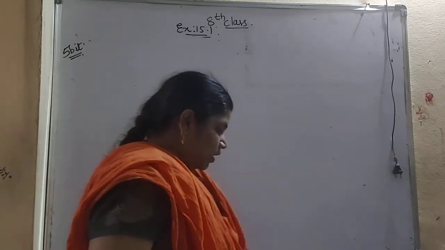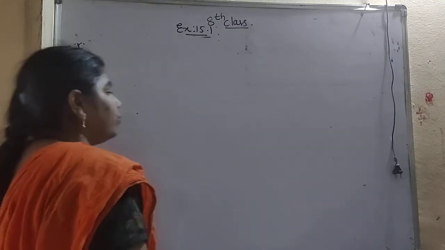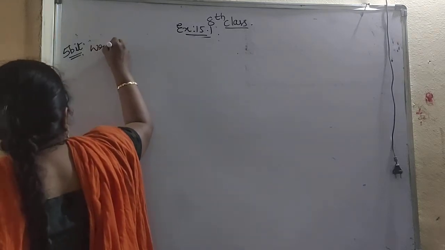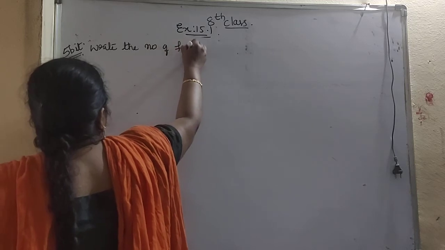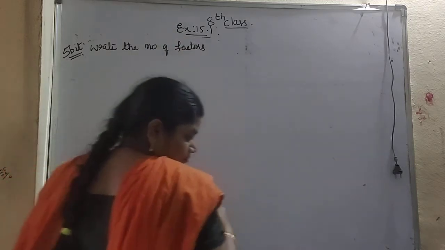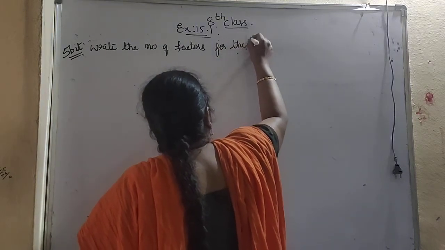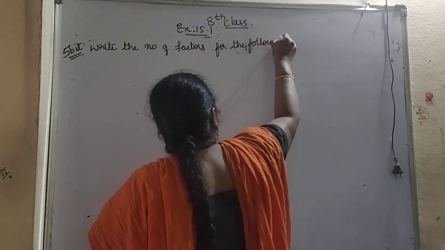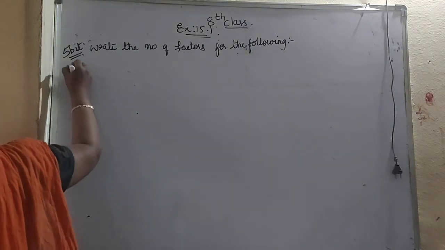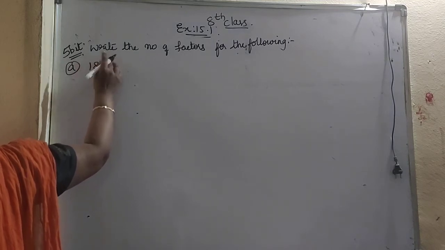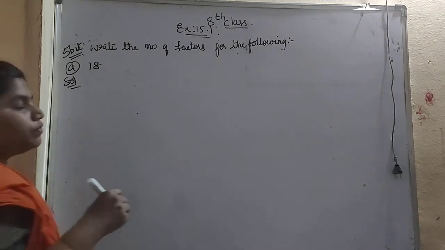Write the number of factors for the following. So how many factors are there, we have to write. The first one is 18. So we have to write the factors of 18, and how many factors are there also we have to write.